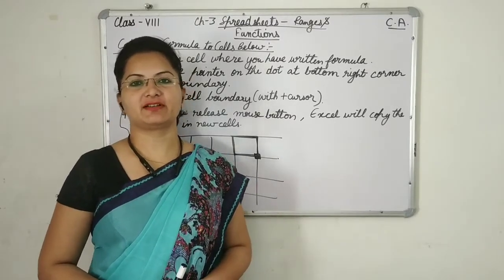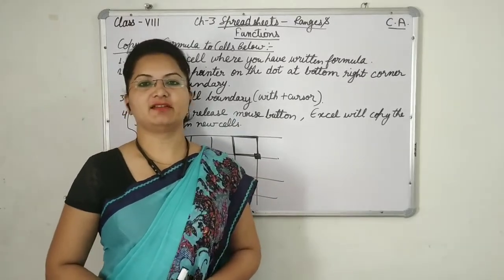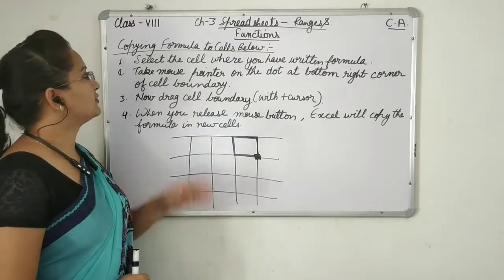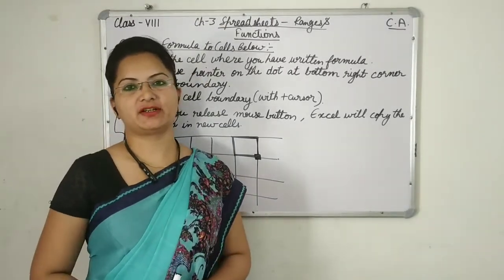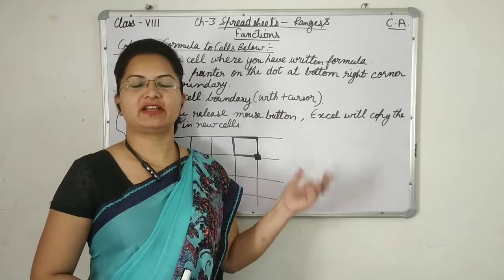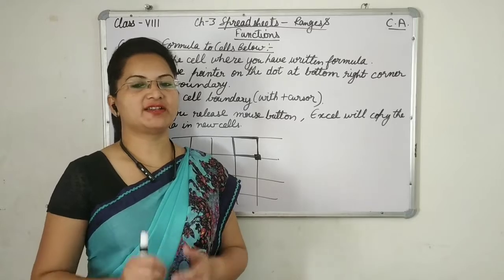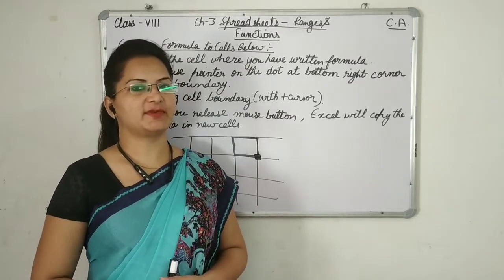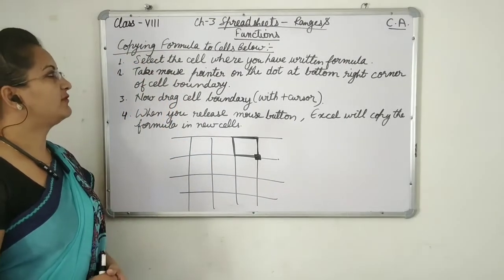Students, today we will continue the same chapter, chapter 3, spreadsheets, ranges and functions. Today we will discuss copying formula to the cells below. We have already done 2 practicals, so we are very much familiar with how to copy data from one cell to another cell, that means one box to another box in MS Excel. Here we will learn to copy the formula.